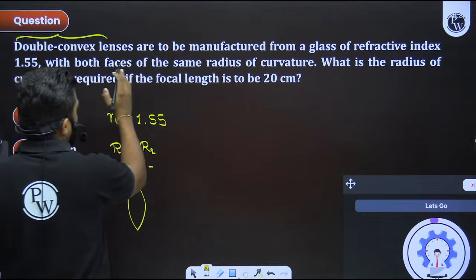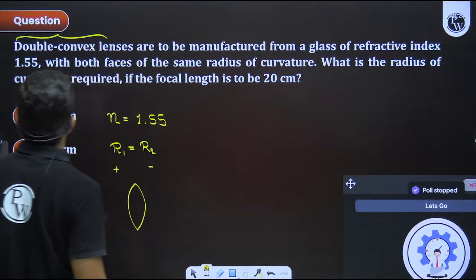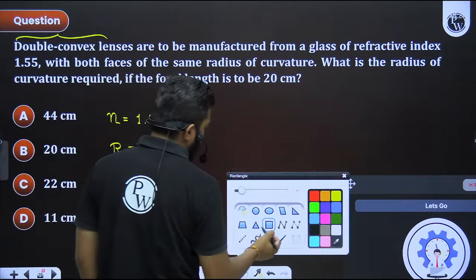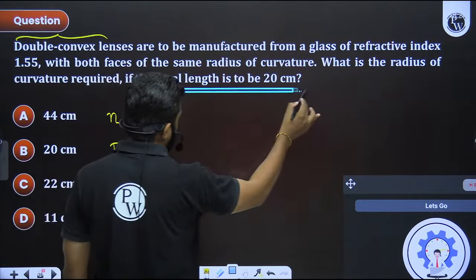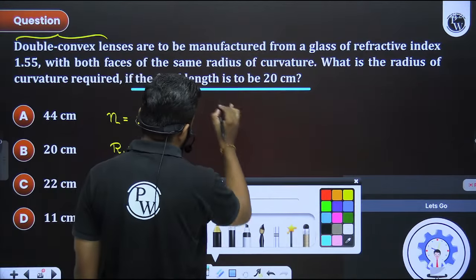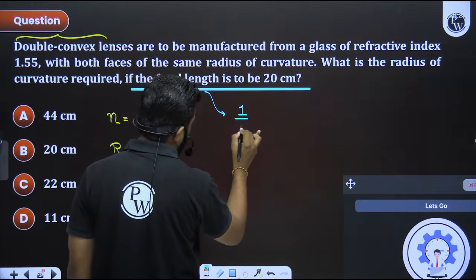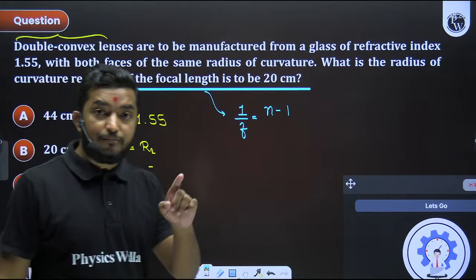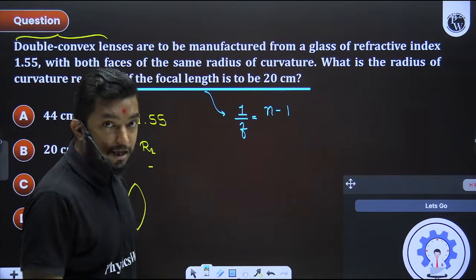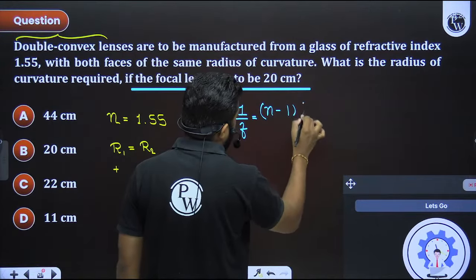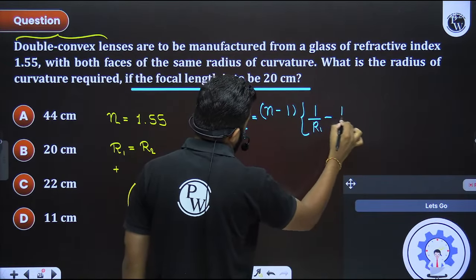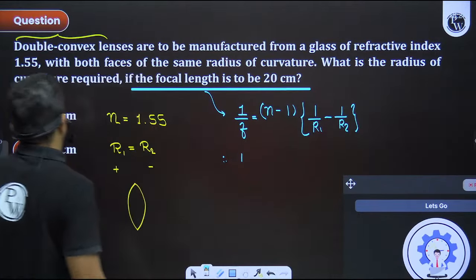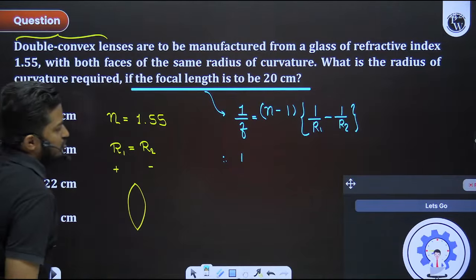With both faces of the same radius of curvature, what is the radius of curvature required if the focal length is to be 20 centimeter? They give us the value of focal length, and if we have the focal length, the equation is so easy. 1 upon f is equal to n minus 1, where n is the refractive index of the lens medium, times 1 upon R1 minus 1 upon R2. Now apply the value: f is 20 centimeter, and the final answer is also in centimeter, so no need to change.